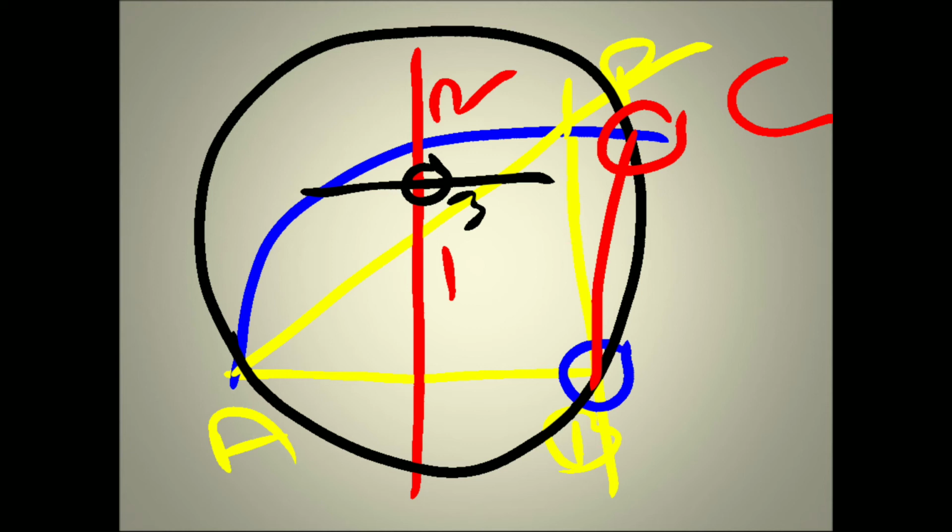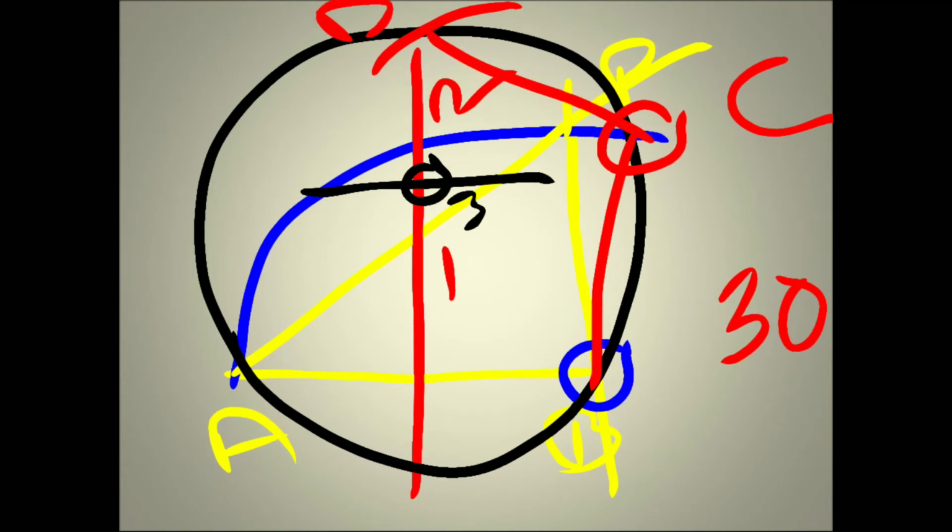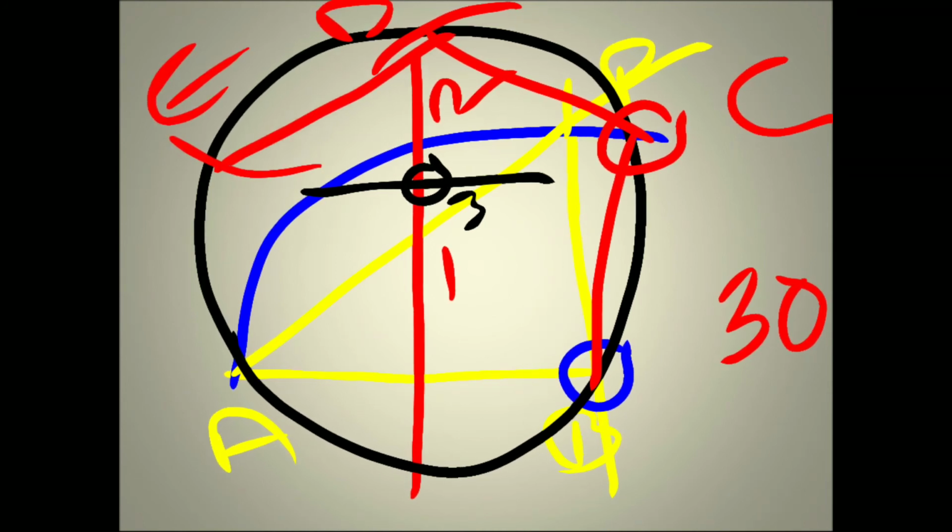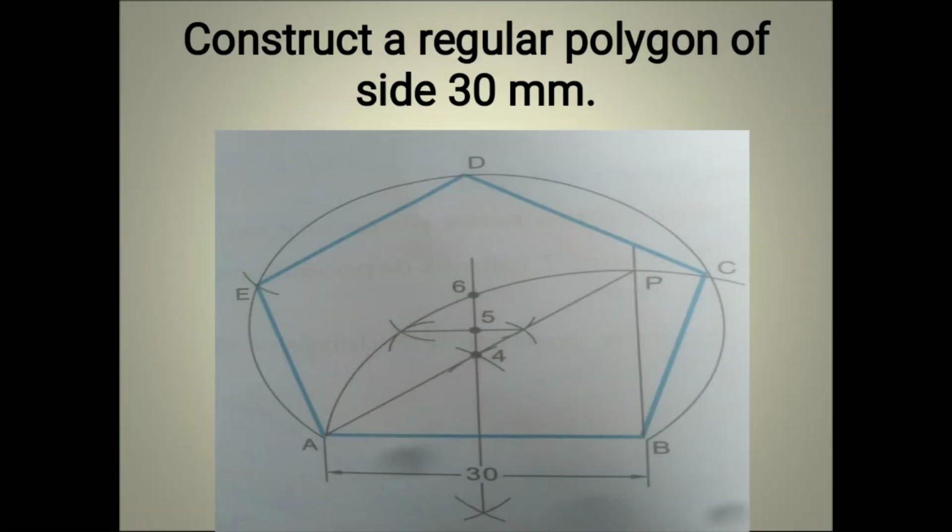Now, with point C as the center and radius equal to 30 mm, draw an arc on the circle. This is point D. So from C to D, draw a line. This is our third side of the polygon. Similarly, with point D as the center, draw an arc on the circle. This is point E. Now connect a line from D to E. Similarly, point E to point A. This is our pentagon.